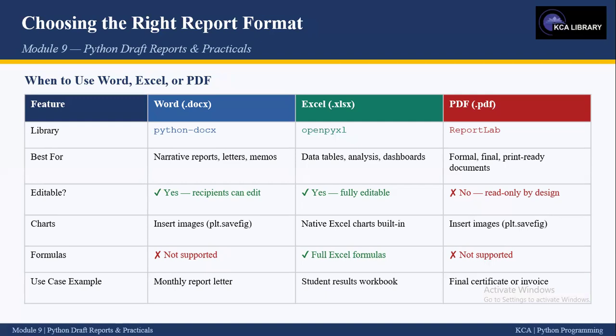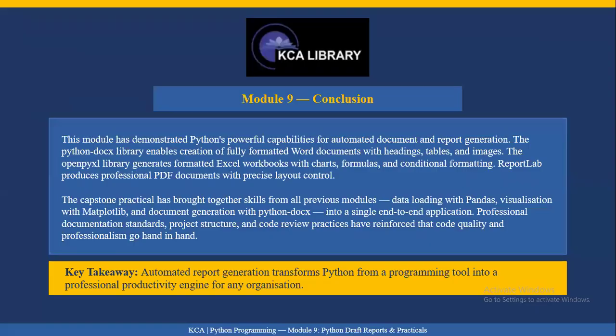PDF documents generated using ReportLab are the correct choice for formal, final, and print-ready documents such as certificates or official reports. PDFs are read-only by design, ensuring the formatting and content cannot be altered by the recipients. Charts are embedded as images in the same way as Word documents. In summary, use Word for narrative and editable reports, Excel for data-driven workbooks, and PDF for formal final delivery.